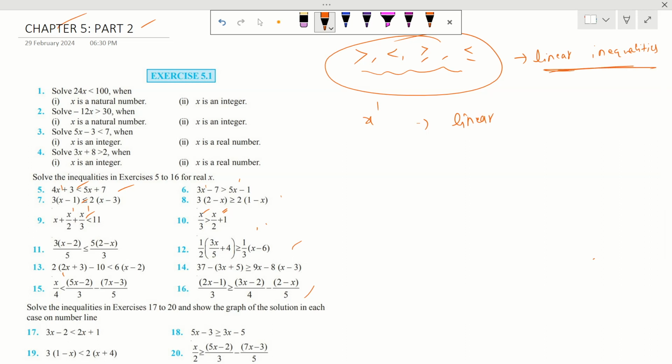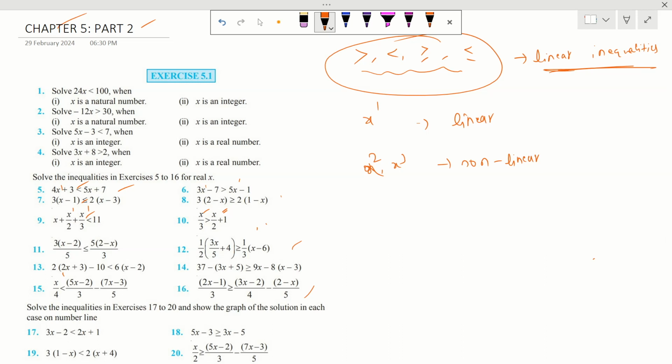A non-linear type of equation is not in your syllabus. Anything having a power other than one is called non-linear. Suppose x square terms, x cube terms, these are called non-linear equations. You just understood the meaning of linear and non-linear, right?